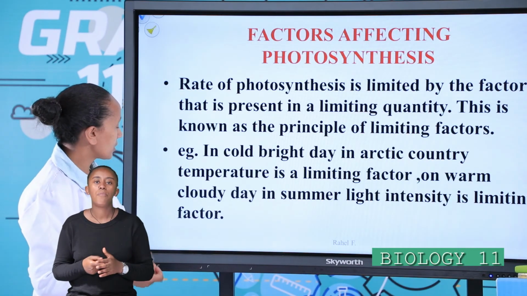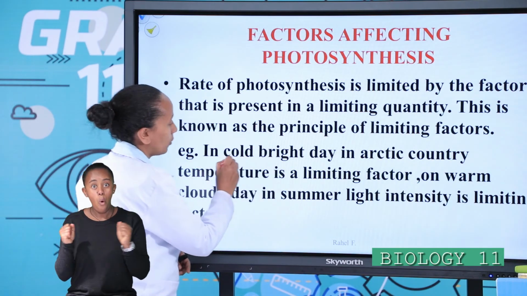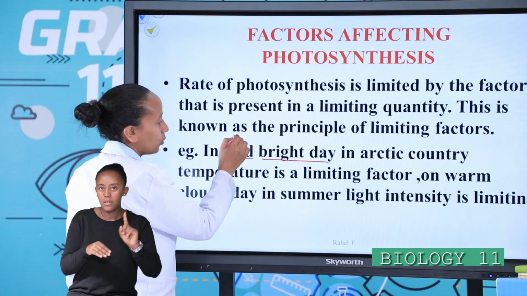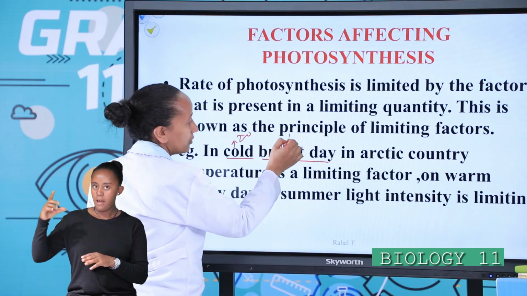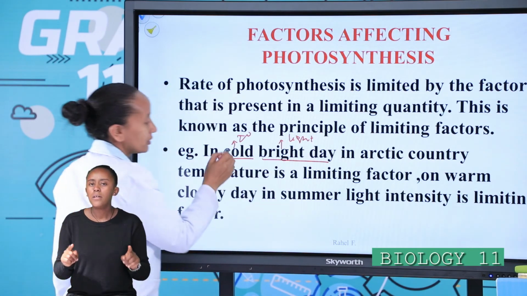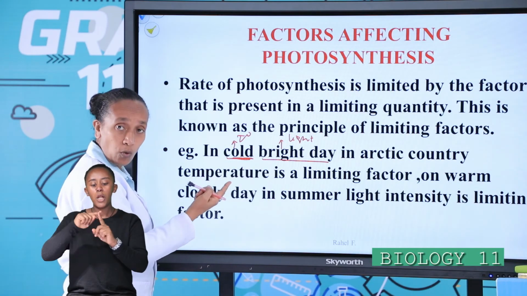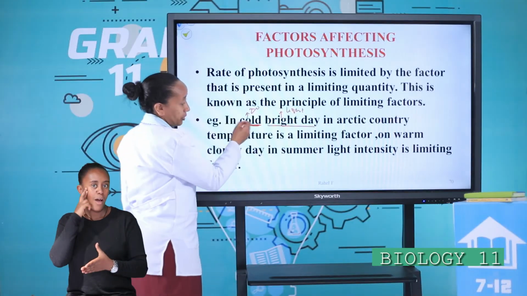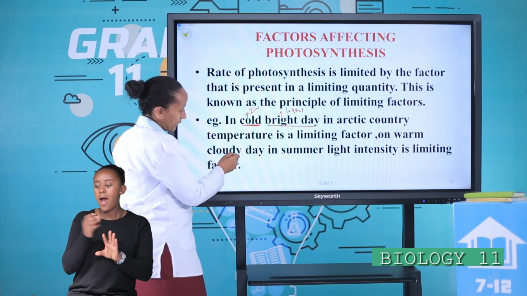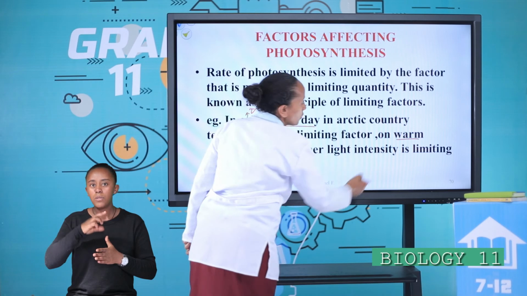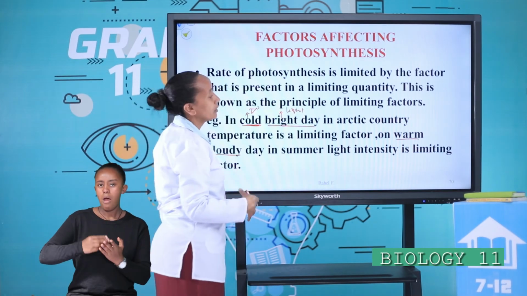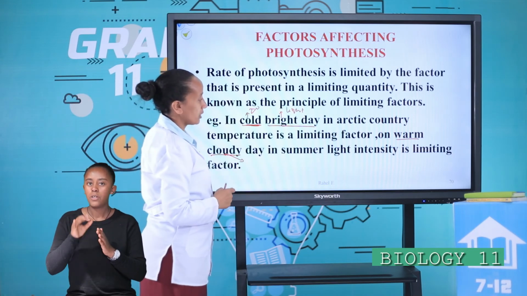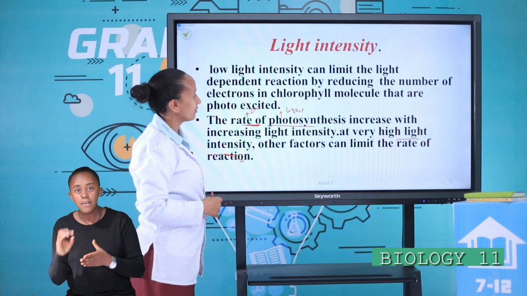If you look at this example, in a cold, bright day, what will happen? Cold represents what? Temperature. Bright represents light intensity. But in a cold, bright day, the temperature is low. Therefore, in this environment, temperature is the limiting factor. Or if you look at another example, a warm, cloudy day. Warm indicates high temperature. Cloudy indicates low intensity of light. Therefore, on a cloudy day, low light intensity is considered the limiting factor.